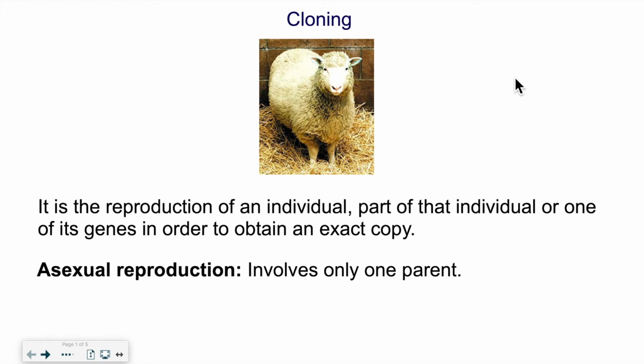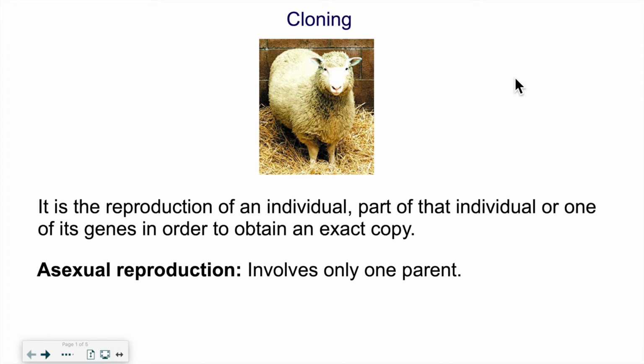In this lesson, we will briefly talk about cloning, what it is, and the different types of cloning that exist. So what is cloning? It's the reproduction of an individual or a part of an individual or one of its genes to obtain an exact copy. So the point is to obtain an exact copy, whether it's a part or a whole.